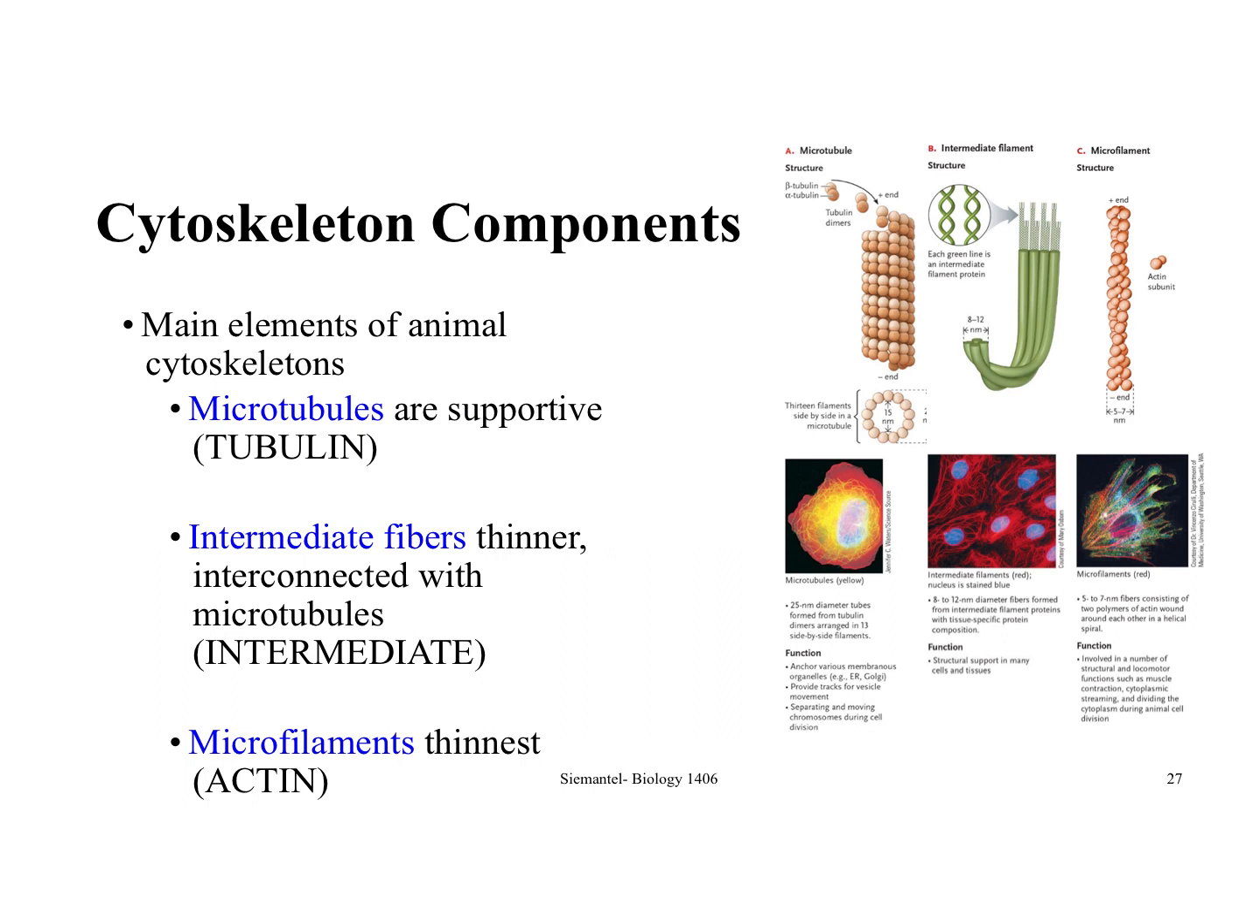Okay, so let's look at these cytoskeleton pieces in more detail. So the main components of animal cytoskeletons are microtubules, intermediate fibers, and microfilaments. Your microtubules are supportive in nature. They're made up of a material called tubulin. So microtubules, because of their role as being supportive, tend to be bigger and thicker. They look stronger, okay? Intermediate fibers are thinner and are interconnected.